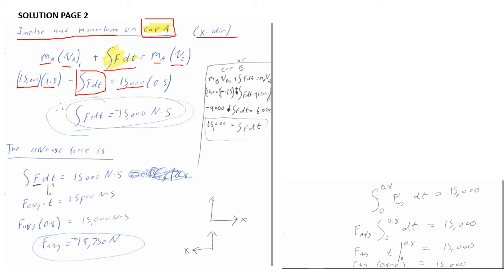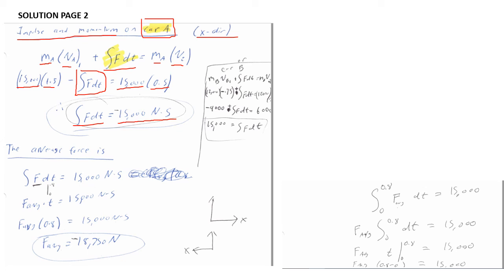Our mA is given to us as 15,000 kilograms again, and our V2, which we just solved for, is 0.5. The integral of F dt is our only unknown here. We can solve for it, and the integral of F dt is equal to negative 15,000 newton seconds.